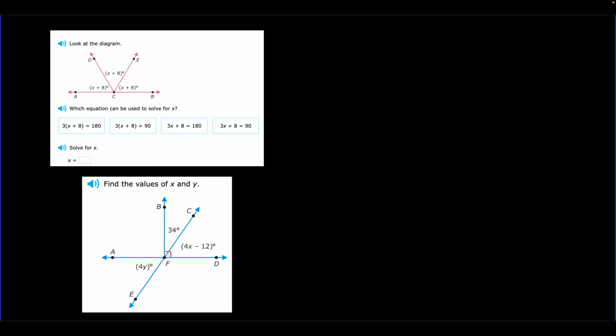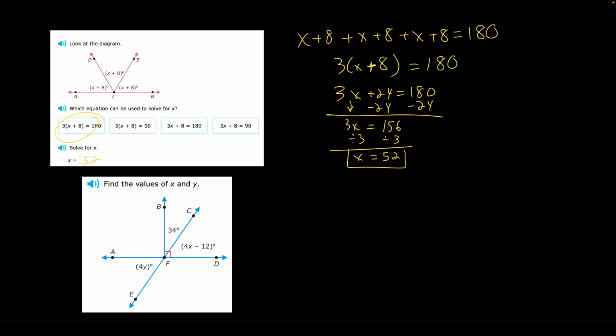Okay, now that you've had time to work these problems, let's check your solutions. For the first problem, you should have gotten x equals 52. You can add up all three of these angles, and it's a flat line, so they have to equal 180. So again, x equals 52.